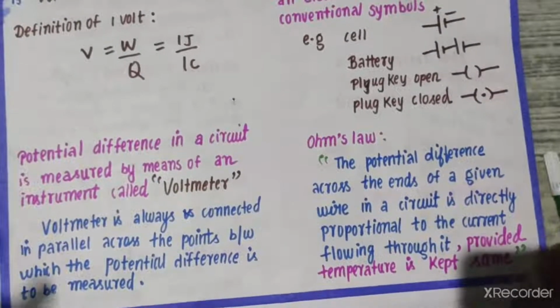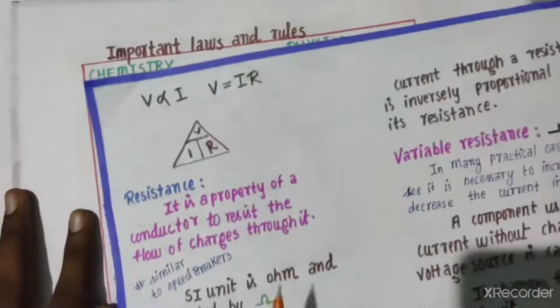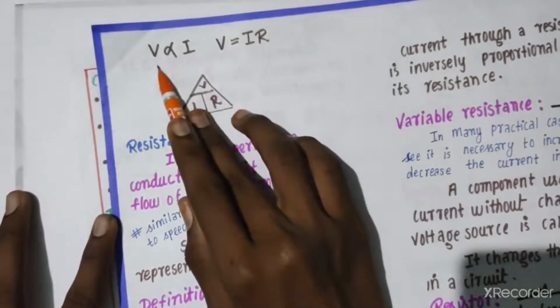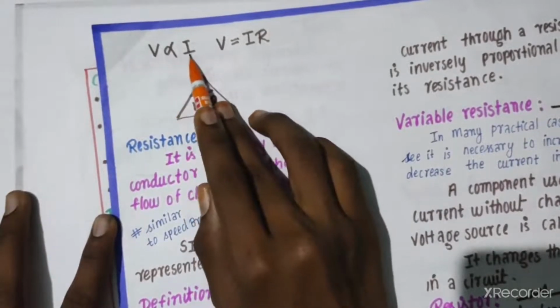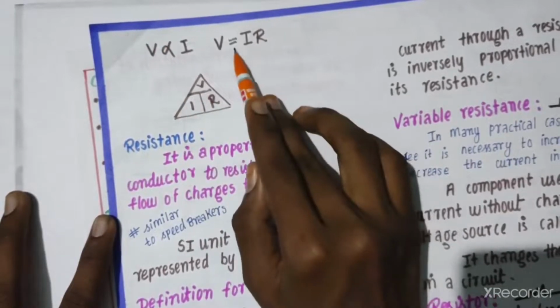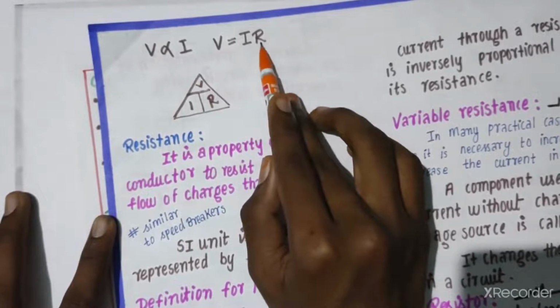Now we are going to denote this mathematically. V is directly proportional to I. So V, the potential difference or voltage, is directly proportional to current I. Now removing the proportionality, introducing a constant and equality, the constant is R, that is resistance.